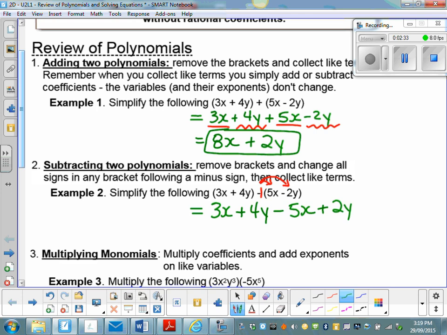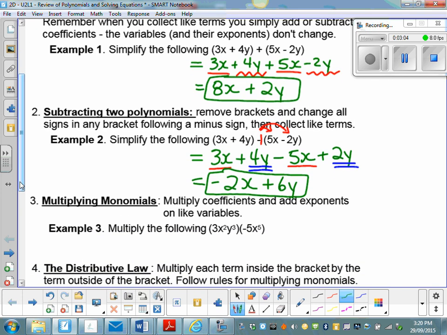Once we've done that, then we are going to collect like terms again. So we've got the x terms, we've got the y terms, and when we collect those together, 3x minus 5x is minus 2x, and plus 4y plus 2y is plus 6y. And notice when I'm trying to collect the like terms together, I'm just using different underlining symbols to show the like terms there.